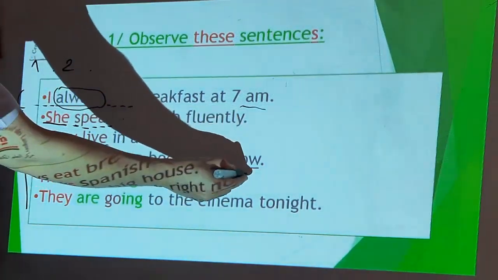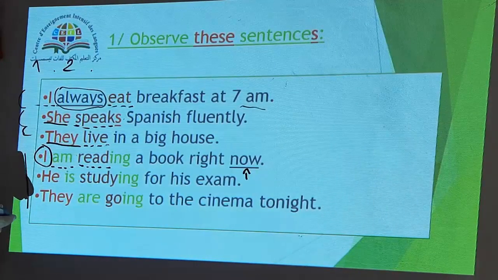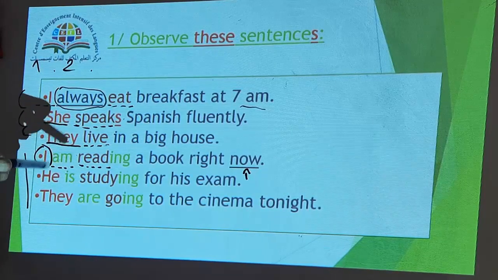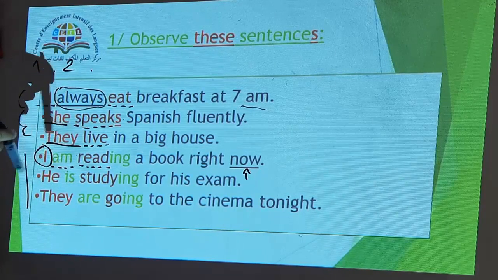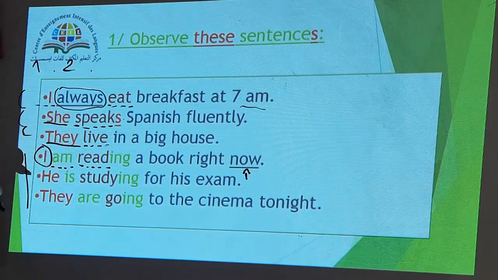right now. Here we have a signal word that shows that the action is happening at the moment of speaking. Okay? I am reading a book right now.